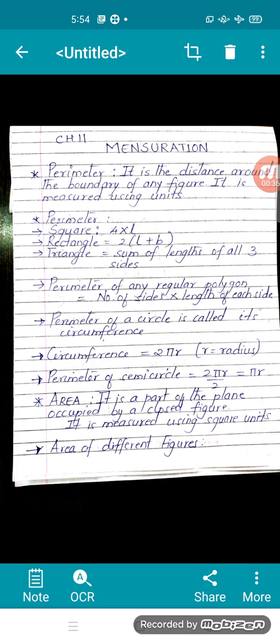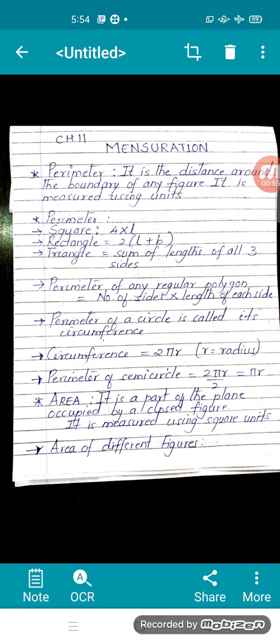Square: 4 into length. Rectangle: 2 into length plus breadth. What is the triangle perimeter? Sum of the lengths of all three sides. Perimeter of any regular polygon will be number of sides into length of each side.